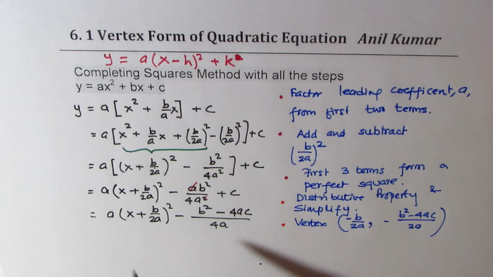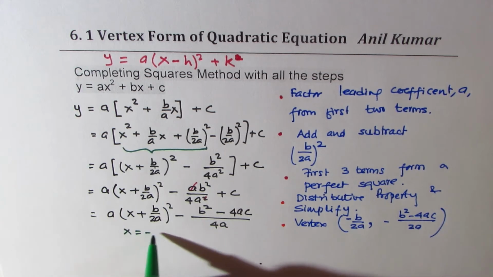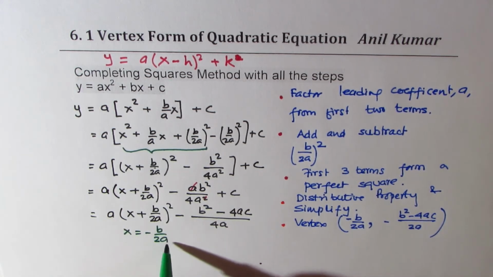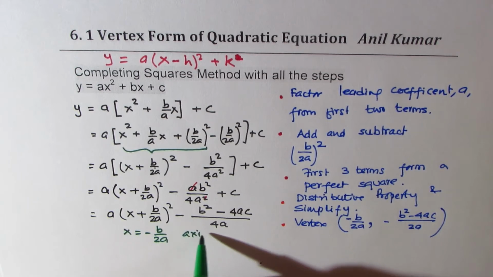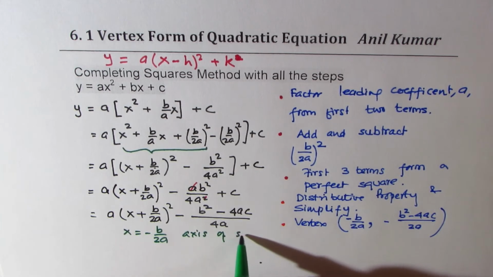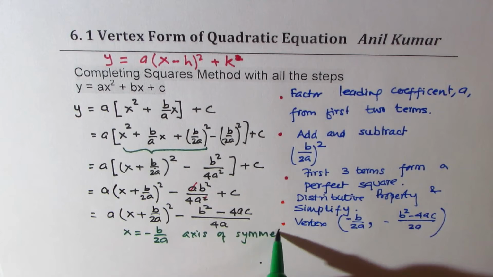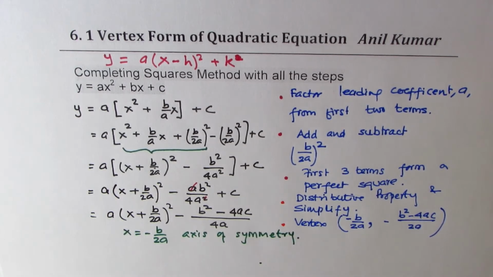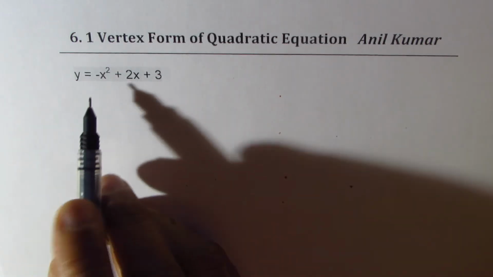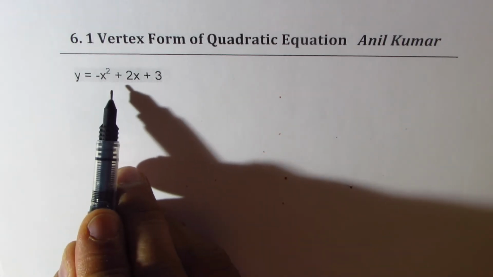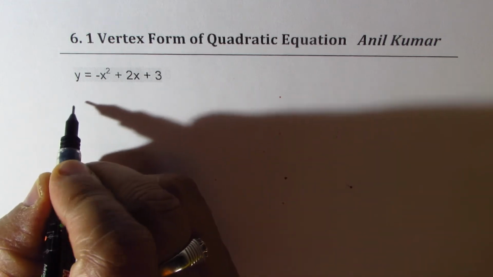Now here, x equals minus b by 2a is the axis of symmetry. So I hope the steps are absolutely clear. We'll actually apply these steps and find the vertex for the next two equations. Now let us complete the square and find the vertex of this particular equation.